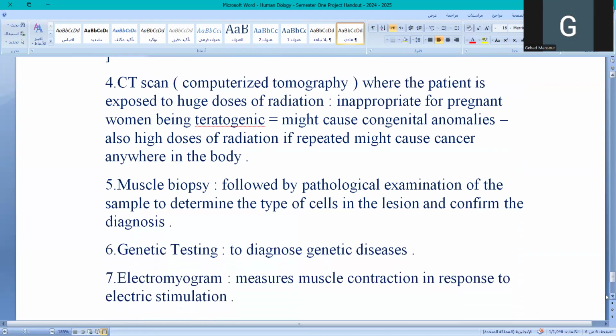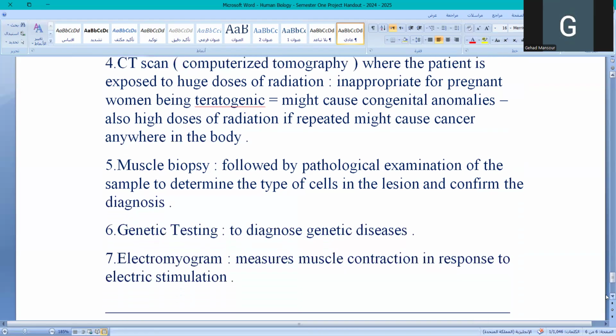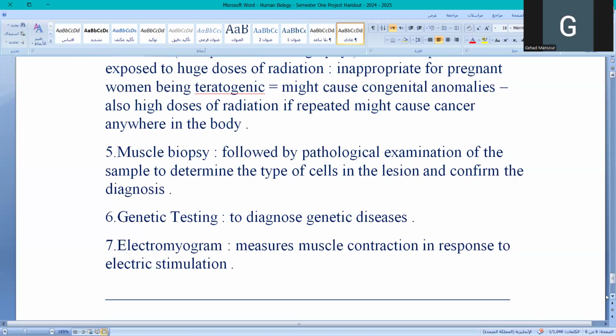You can also ask for a CT scan. The CT scan is very informative, but it's a huge dose of X-rays, hundreds of times the dose of the normal X-ray, which is already harmful, and it should completely be avoided in pregnant females because it is teratogenic. It causes congenital anomalies.